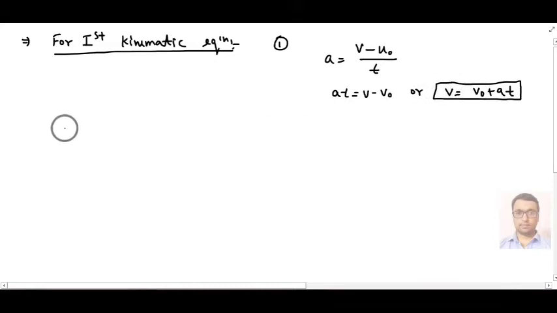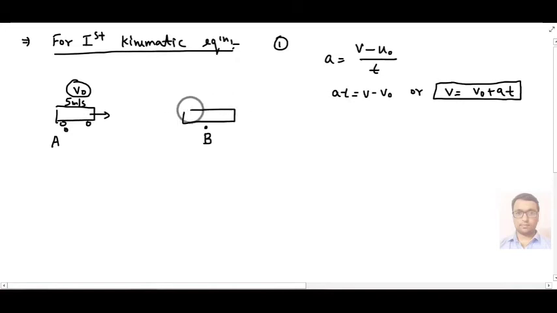Now try to understand here: suppose there is some place A and your vehicle is located at this point, and this vehicle is moving with some velocity. Suppose it is moving with 5 meter per second. Then this is called v naught, the initial velocity. Then suppose your vehicle reaches a point B, its final position. Here its velocity is called v. Suppose it is 10 meter per second.